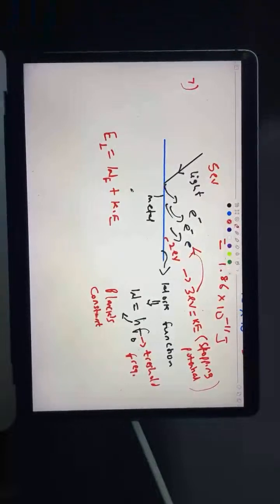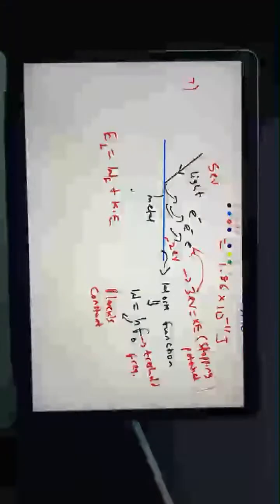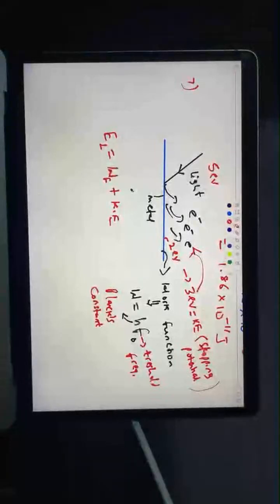So what do you think will happen here? The light that is coming has 2 eV. The metal itself has a work function of 3 eV. So what do you think will happen to the electron? Let me hear your feedback.